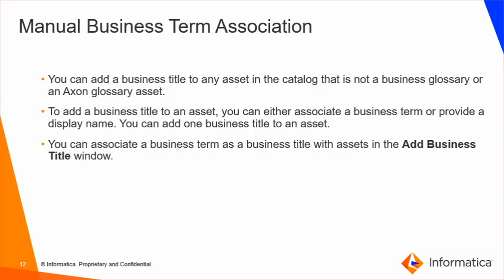Finally, let's have a look at manual business term association. To associate a business term as a business title to a technical asset, if the asset does not have a recommended or automatically associated business term, we use manual business term association. You can add a business title to any asset in the catalog that is not a business glossary or an Axon glossary asset. To add a business title to an asset, you can either associate a business term or provide a display name. You can add one business title to an asset.